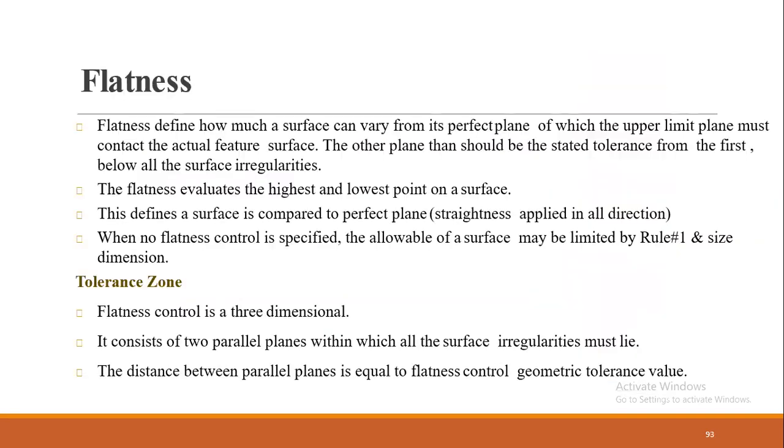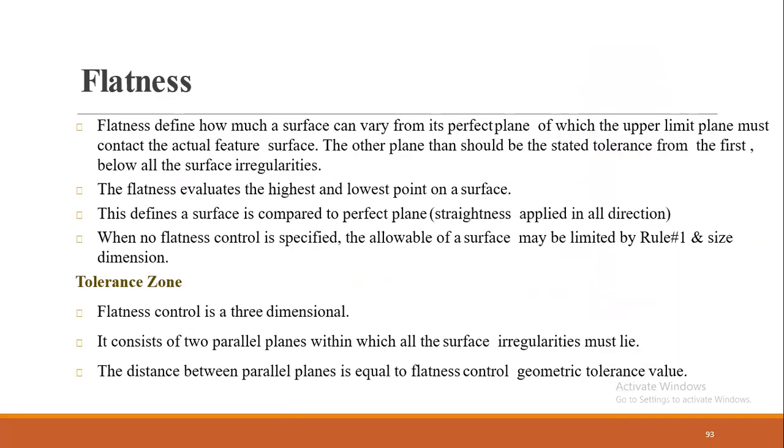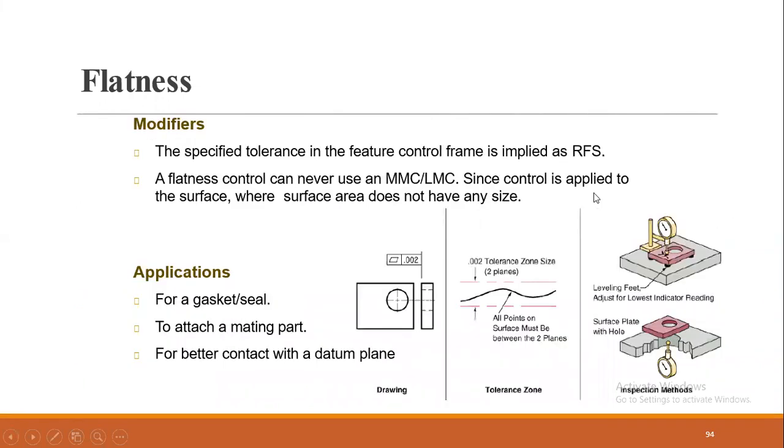Same for flatness. Flatness is represented by a diagonal symbol. Flatness depends on how much a surface can vary from its perfect plane, of which the upper limit plane must contact the actual feature surface. So this flatness is mostly used for flat surfaces. The applications are gaskets, mating parts, and better contact with the datum plane.